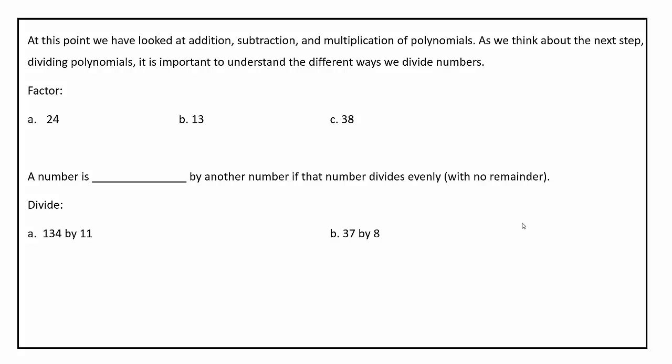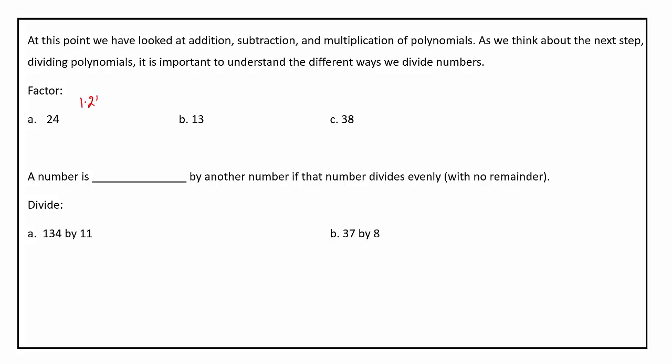Whenever we think about dividing polynomials, though, it's important for us to go back and understand the different ways we can divide numbers. We start doing this with numbers in maybe pre-algebra or even a class or two before, where we look at the factors of a number. The factors of a number are pairs of numbers that multiply to get that number. There's different ways of writing this, but as a foreshadowing technique, the way I want to write it is: what are two numbers that multiply together to get 24?